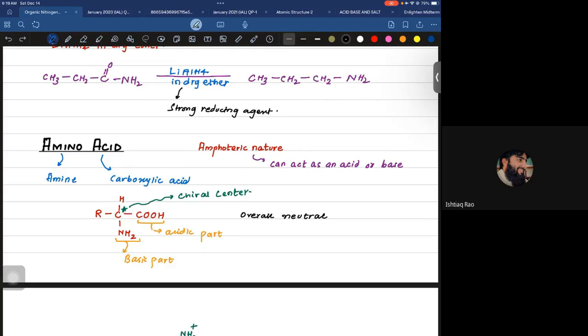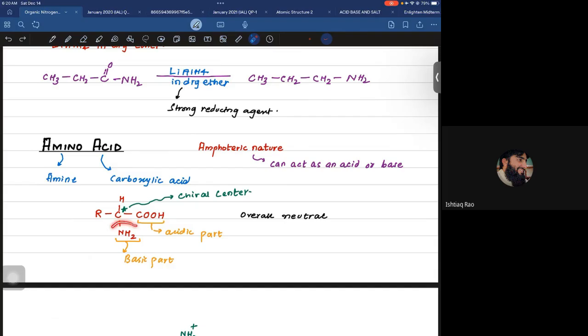When amino acid reacts with an acid, it acts as a base. And when the amino acid reacts with a base, it acts just like an acid. So that's why I can say amino acid has a dual nature. It's amphoteric in nature. This is the structure for amino acid.